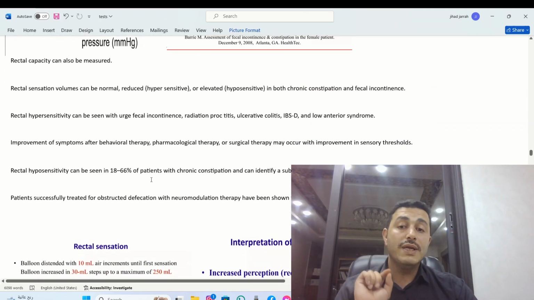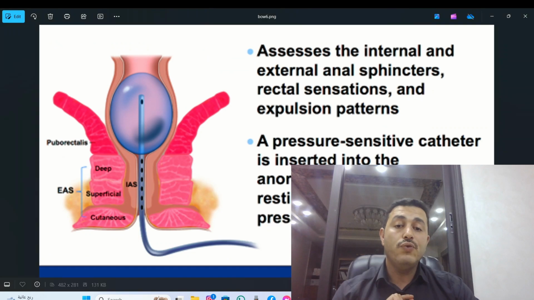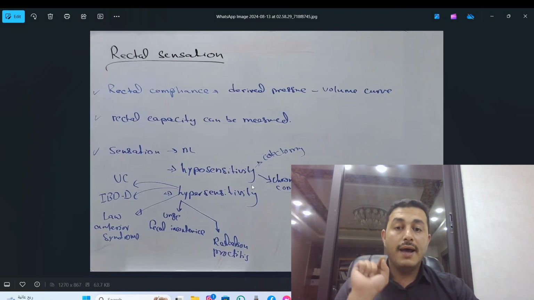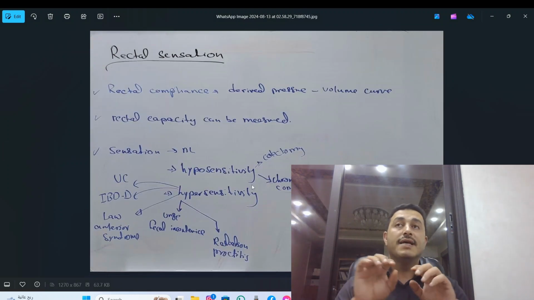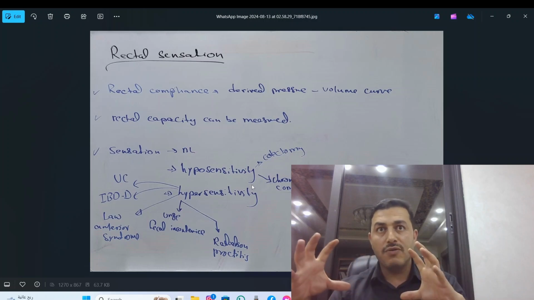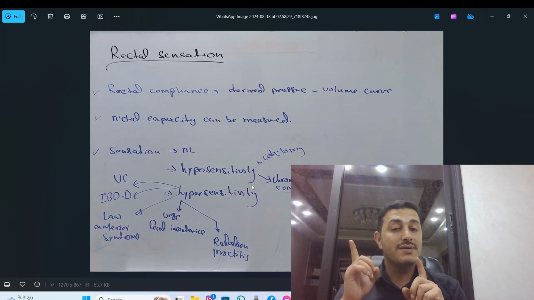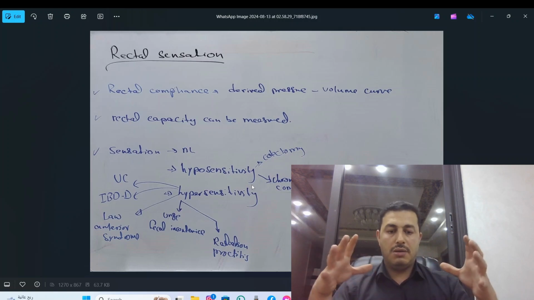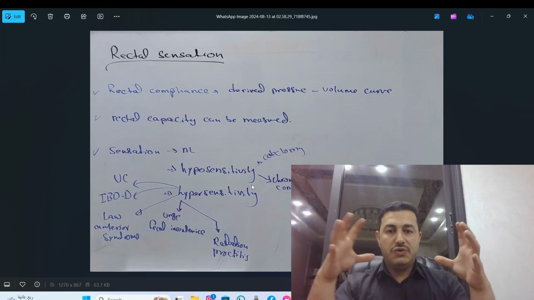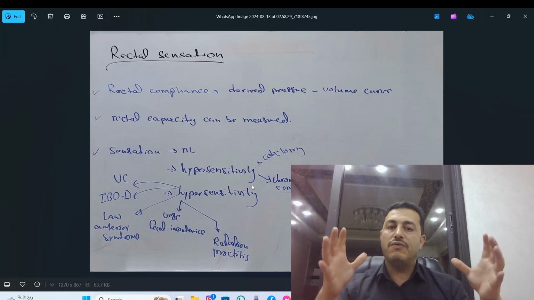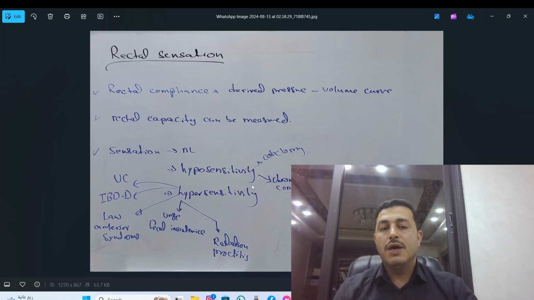Okay, this also will lead us to talk about what if we have hyper or hyposensitivity. If we are talking about hyposensitivity, this means we are increasing the volume, but the pressure is not increasing. This may be caused by constipation. The volume is increasing with the stool, but the pressure is not increasing. The patient has megacolon, for example. So this may be chronic constipation, or the patient has had a colectomy.